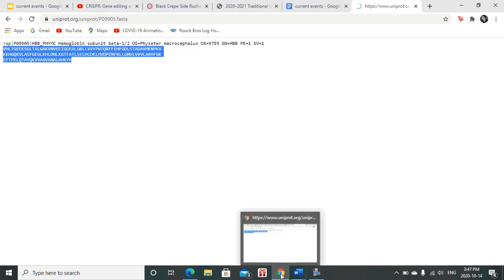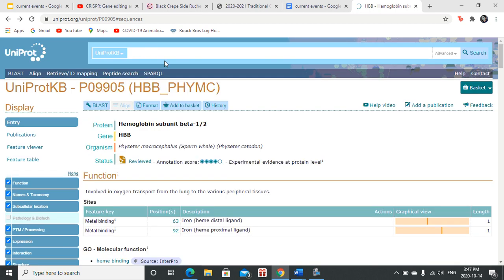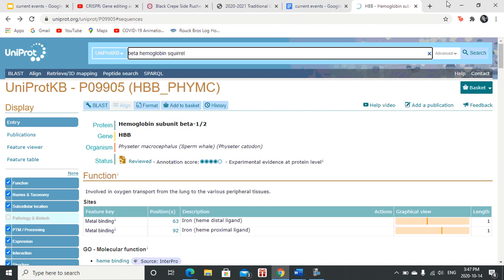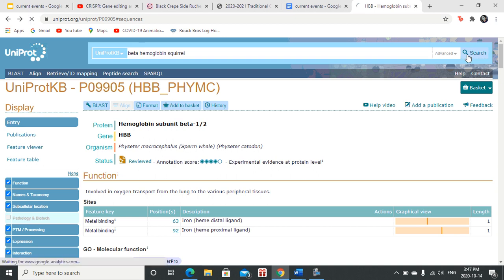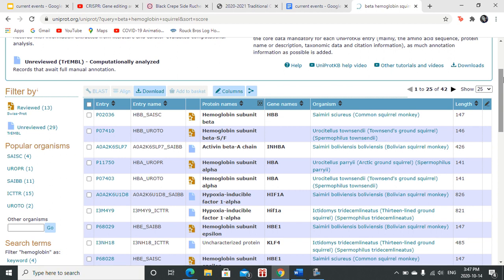So I'm going to go back to UniProt, and in the window at the top, I'm going to put in what I'm looking for. Here I'm not going to put in the abbreviation. I'm just going to put in beta hemoglobin, and you can do this as well. It also works this way. Beta hemoglobin, and I'm going to put in squirrel. Okay, do my search. It does end up being the first one here. Again, always double check. We can see that the gene name is the HBV.